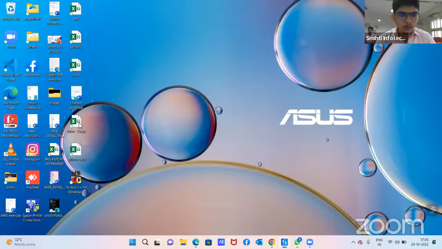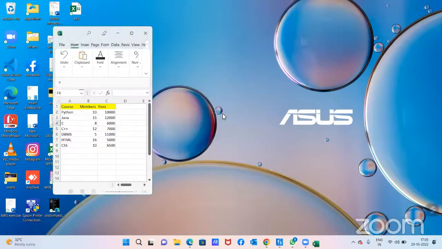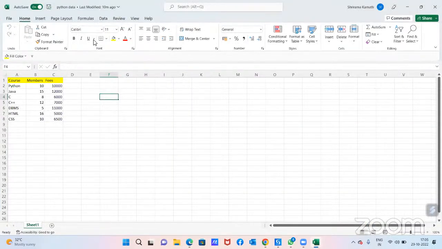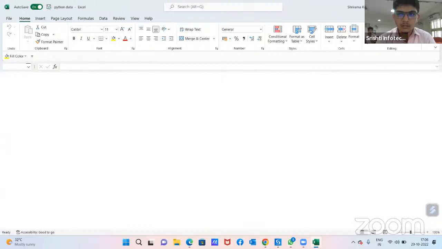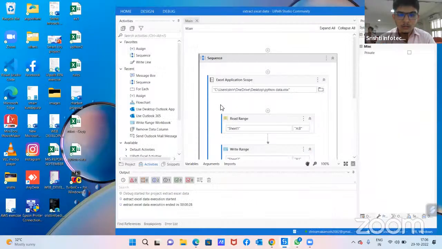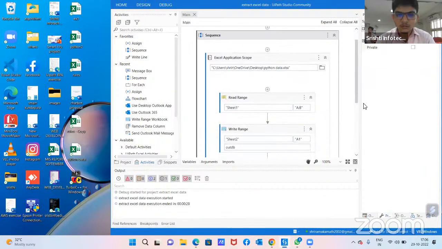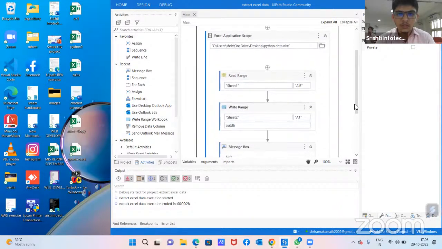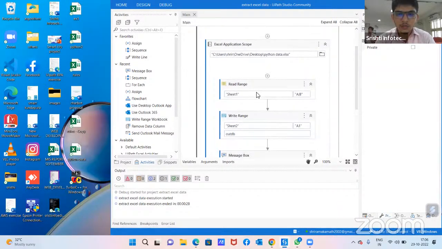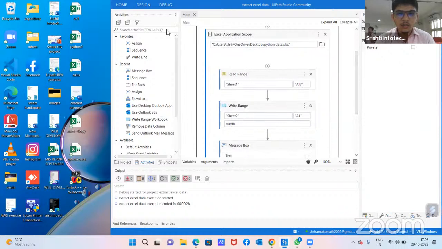So before starting with the project, I just created an Excel file. You can see this, ma'am. I have created this data in the Excel sheet, and this is the sequence. So in this first one, all the data in the first sheet gets copied and it will be pasted in the second sheet. So I will just run it and show you.